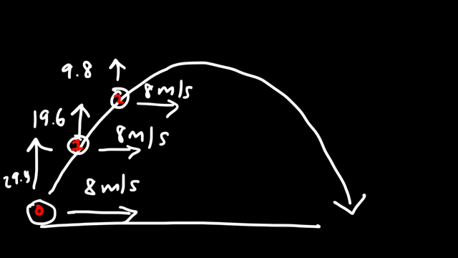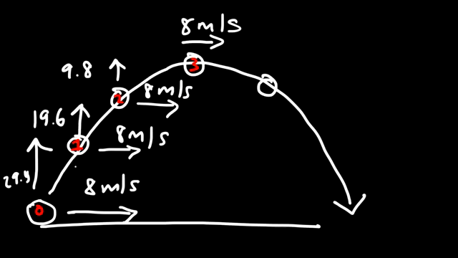3 seconds later, it's at the top. At the maximum height, at the highest point, Vy is 0, so it's not going up anymore. But it's still moving to the right. So it's still moving at 8 meters per second to the right. So that's Vx.